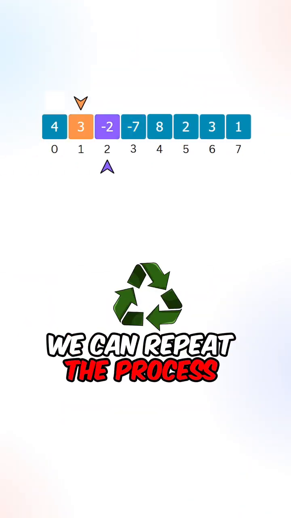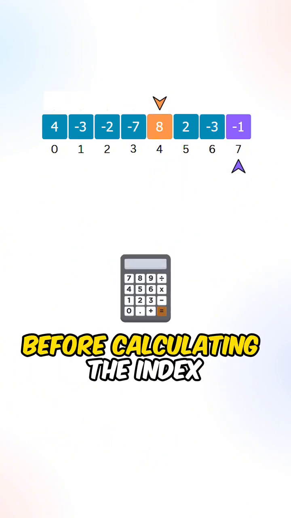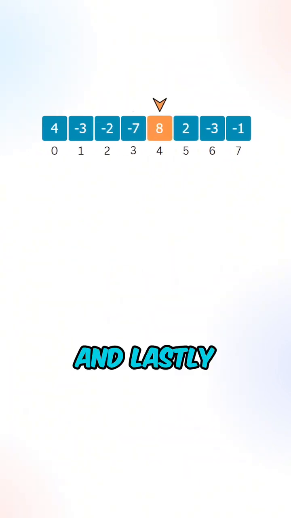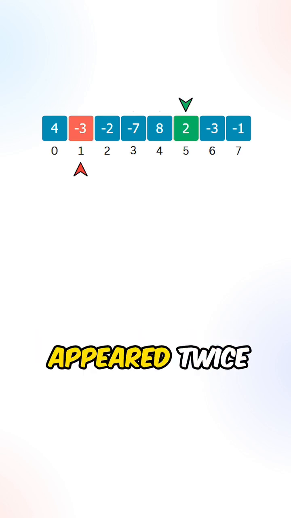Now, we can repeat the process with the remaining elements. Make sure to find the absolute value before calculating the index. And lastly, if the element at the index is already negative, then the current element appears twice.